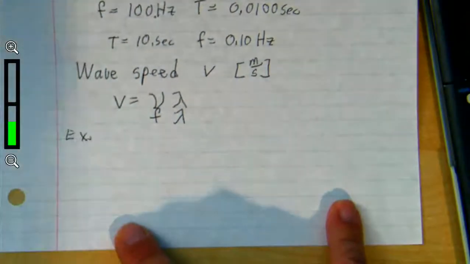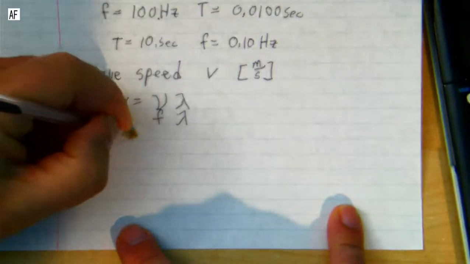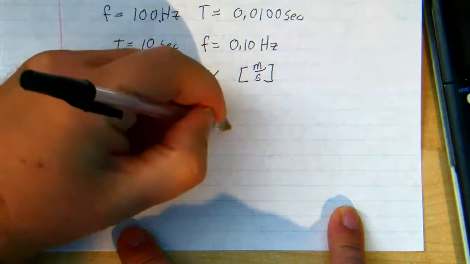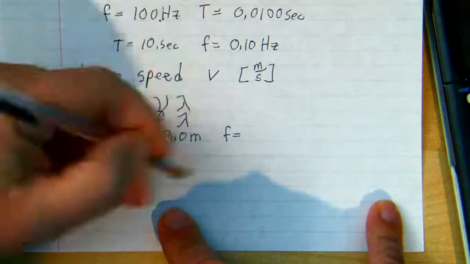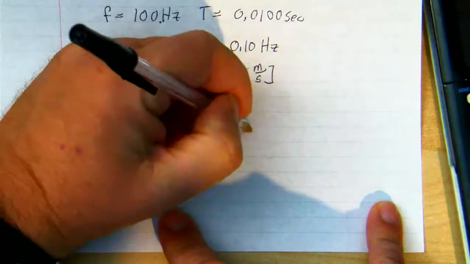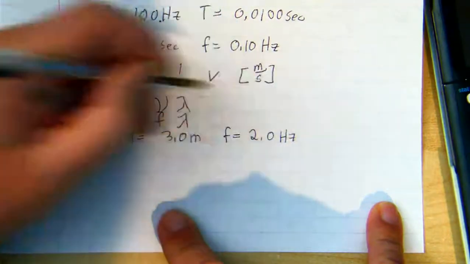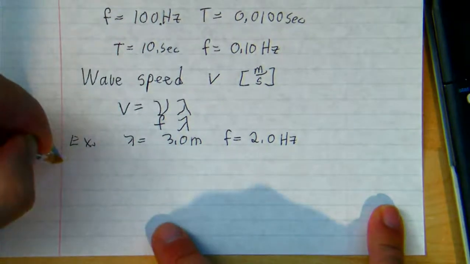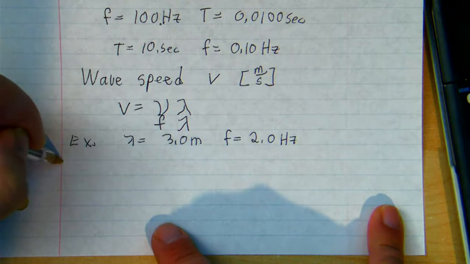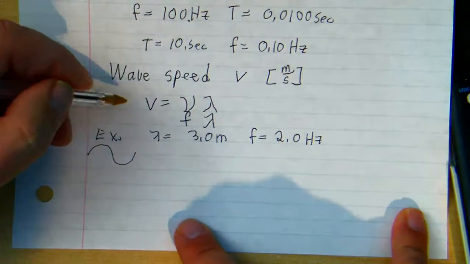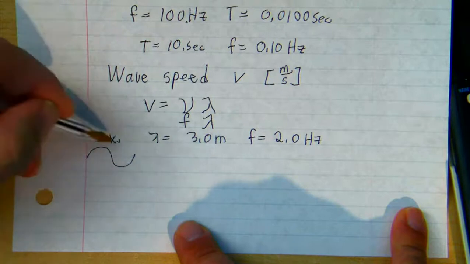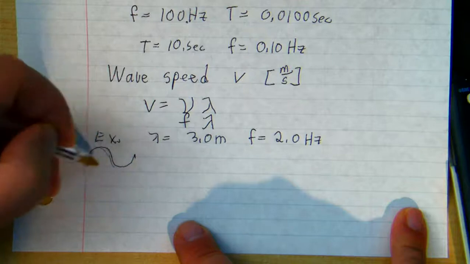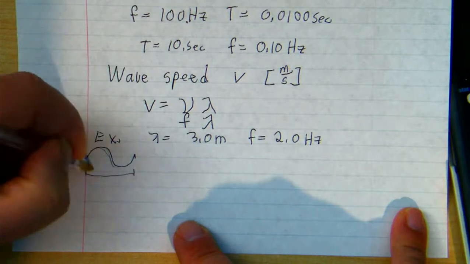First, the easy ones. Let's say that I have a wavelength and I measure it to be 3 meters, and the frequency at which the waves are going past my nose is 2 hertz, 2 cycles per second. I don't need to do a sketch, but let's do one to make it more clear. So there's one wavelength, one complete cycle of a sine wave. That's one wavelength, and let's say that this distance here is 3 meters.